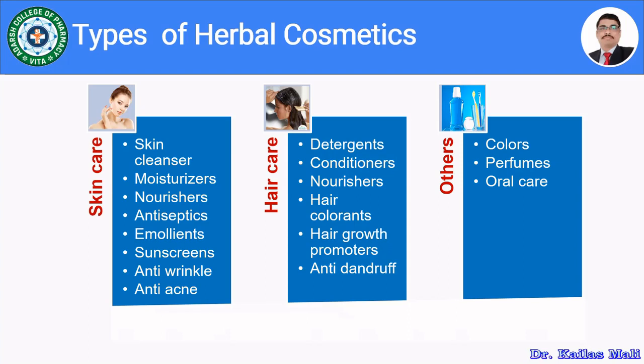Then the last category is known as the others, or more specifically, the preparations for oral hygiene. Others are further classified as colors and perfumes. Colors and perfumes are going to be used in each and every type of cosmetics, isn't it? So here it is possible to get certain colorants as well as perfumes from natural sources. Furthermore, for oral care, there are so many preparations available in the market which are being prepared with the help of certain herbs. Take the example of toothpaste. Take the example of mouthwashes. Take the example of gargles, and so on. So in this way, it is possible to classify the herbal cosmetics.